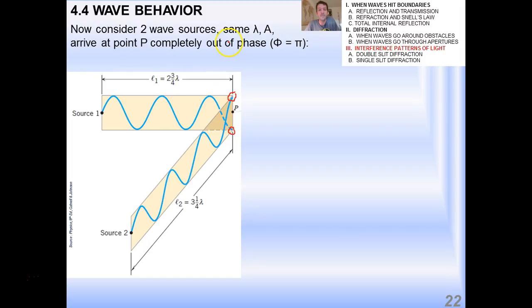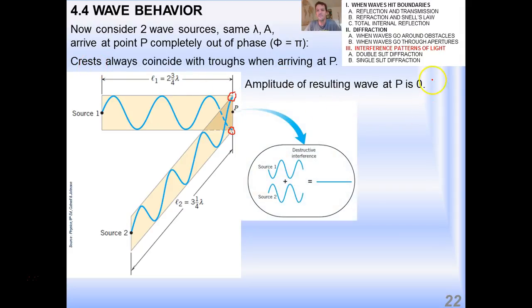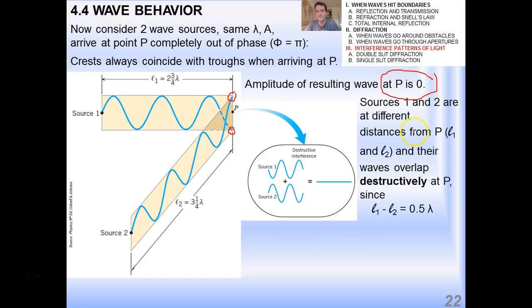Now, I should reiterate that they originally started in phase, right? So source 1 and source 2 are emitting crests and troughs at the same time, right? But they are arriving differently at point P, not in phase, completely out of phase because of the difference in path lengths, okay? So in this case, the crests always coincide with troughs when arriving at P, and the amplitude of the resulting wave is 0.